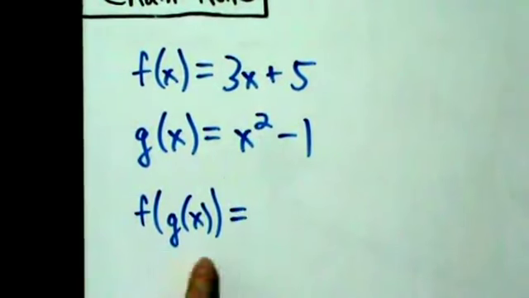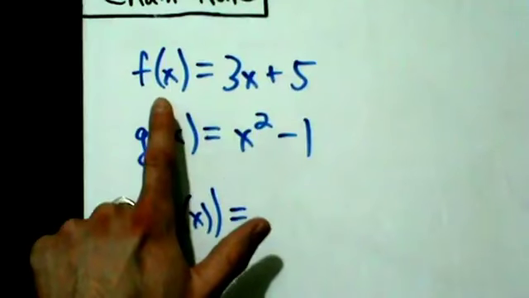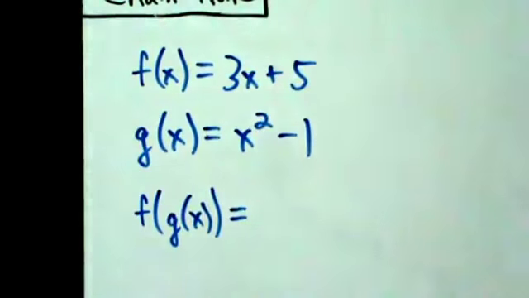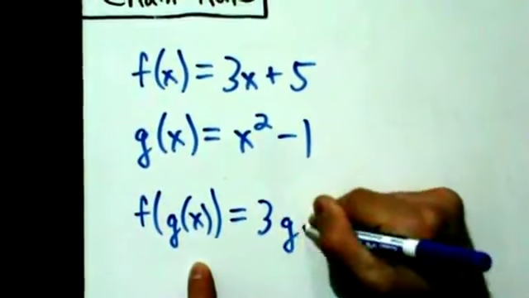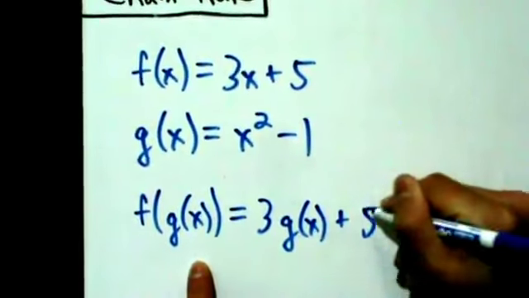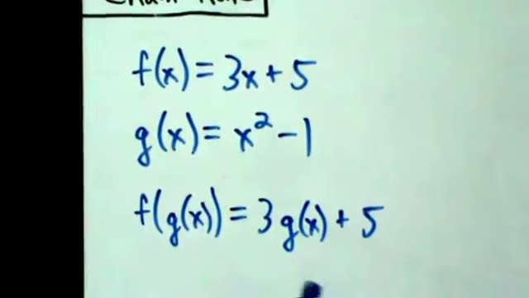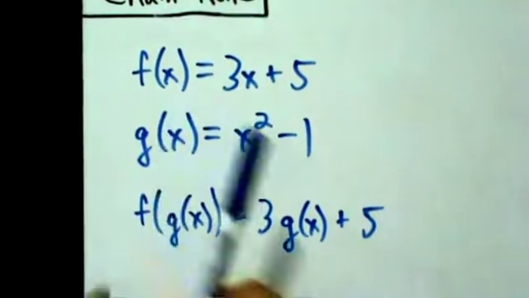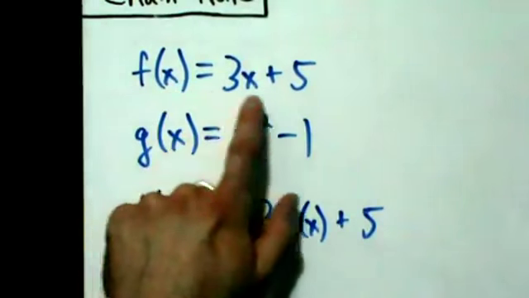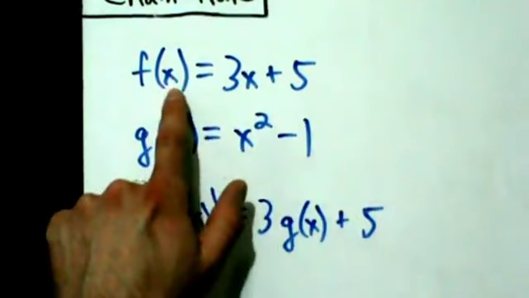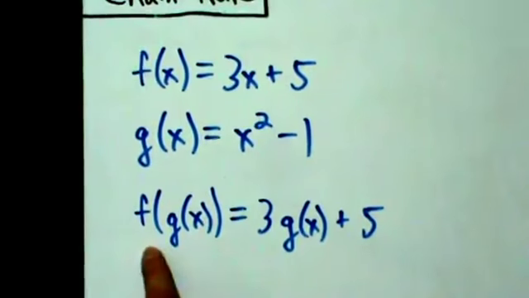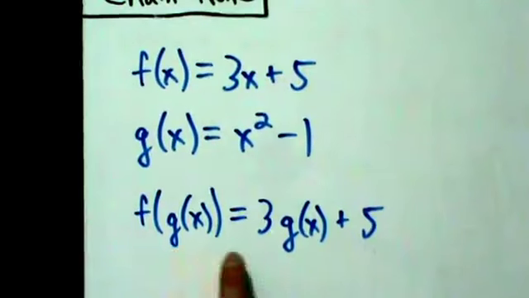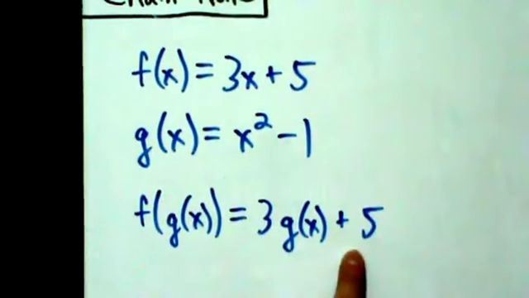So what is f of g of x? No derivatives yet, so just find f of g of x. If f of x is 3x plus 5, then f of g of x is going to be 3 times g of x, and then plus 5. Remember, the rule for f says whatever is inside the parentheses, multiply that by 3 and then add 5. In this case, x is inside the parentheses, and down here, g of x is inside these parentheses. So we're going to take g of x, multiply it by 3, and then add 5.